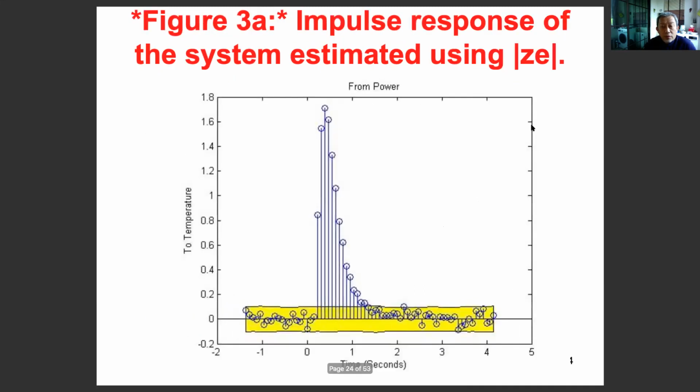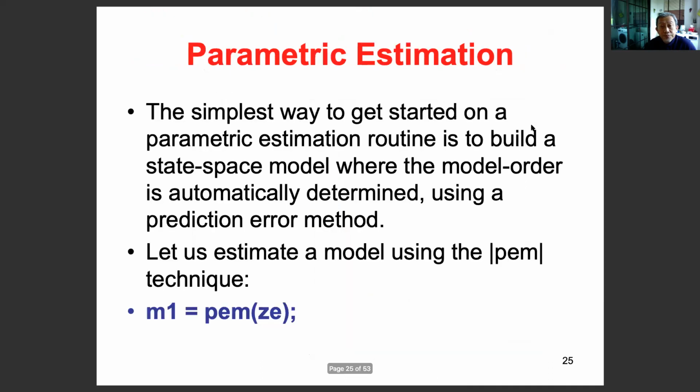Okay, so this is the impulse where we can see that majority of it is on the 0 baseline. Okay, and the changing is on the upper baseline. And then we estimate the parameters. Instead of least square, we have another method, which is the prediction error method.